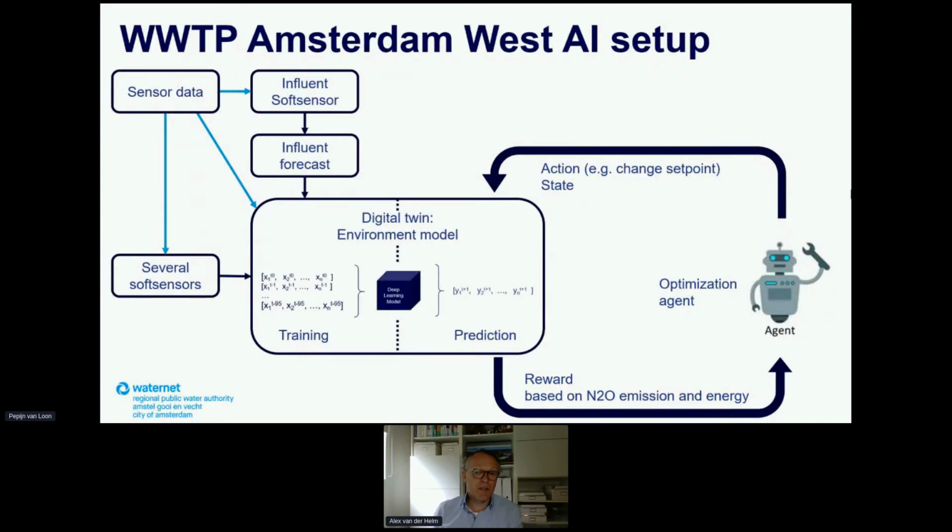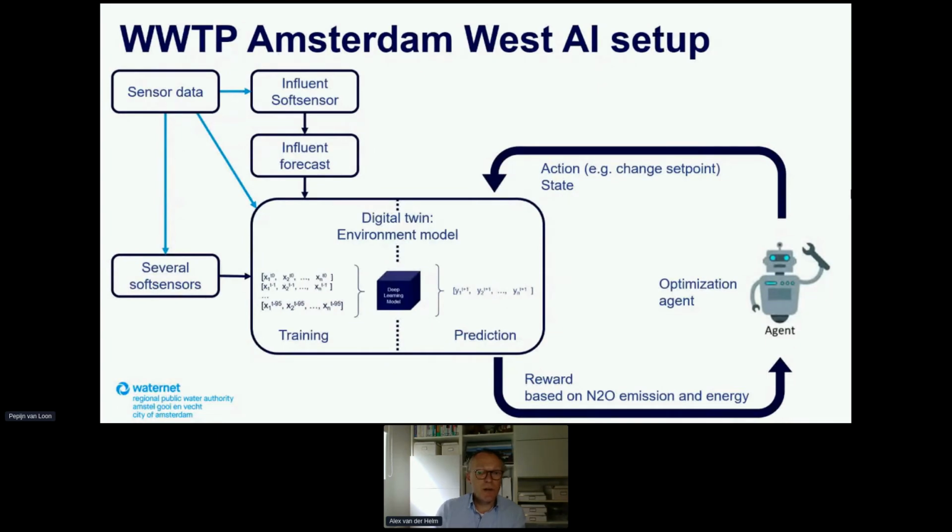Next slide. So here, this is a picture of the AI setup we have been working on so far. We have a lot of real-time sensor data from existing sensors that are already there at the plant, and from the newly installed sensors within this project. And from the sensor data, we derived several soft sensors. These are not physical sensors, but we have built models to generate certain data that we need for the modeling. For instance, we have an influent soft sensor. We measure the total influent of the treatment plant, but we don't measure how much water enters per treatment lane. So we built a soft sensor that estimates the amount of water for every separate treatment lane. Very important to know the load of an aeration tank.